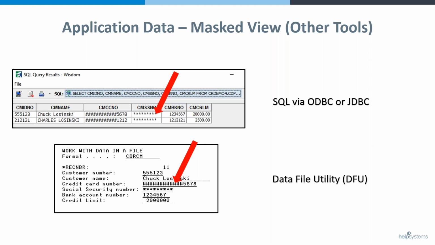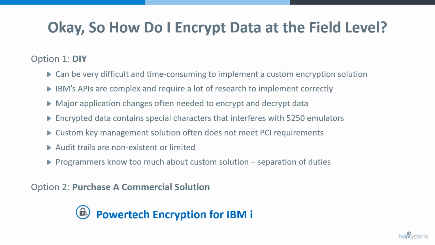Even in a DFU, right? The rawest of the raw tools. Data file utility, which if you're a programmer, you probably live and die by. This tool is going to adhere by it as well. So it's effective regardless of the interface, which is a really important aspect of encryption. We don't want users to just write their own RPG program and circumvent the encryption function.